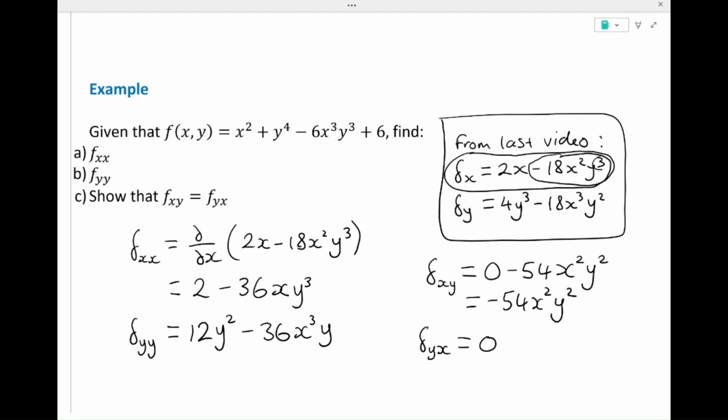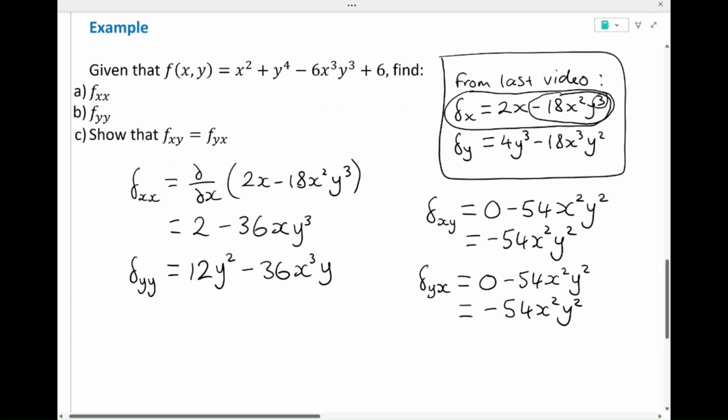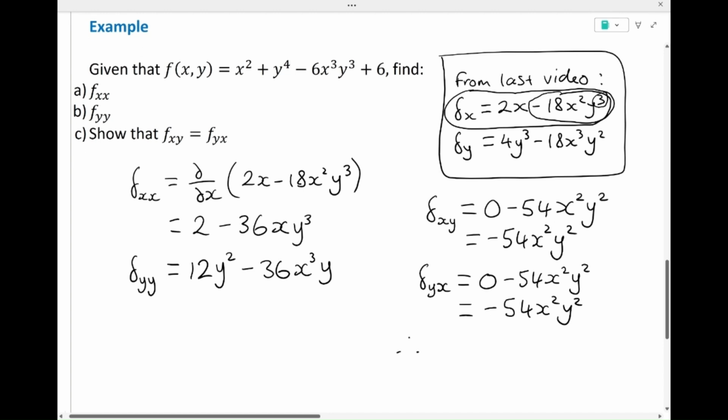The power of y is 3. So we're going to multiply by 3 to get negative 54. The x squared stays the same. The y cubed is now going to become y squared. And then if I ignore the 0, we get negative 54 x squared y squared. As you can see, our two mixed derivatives have come out as equal. So I can say, therefore, fxy is equal to fyx as required.